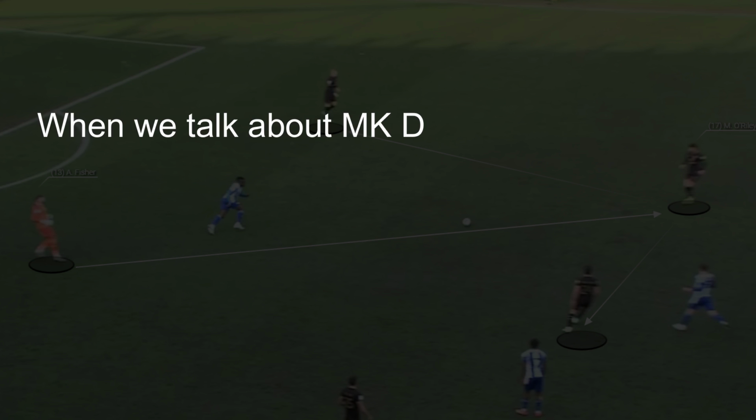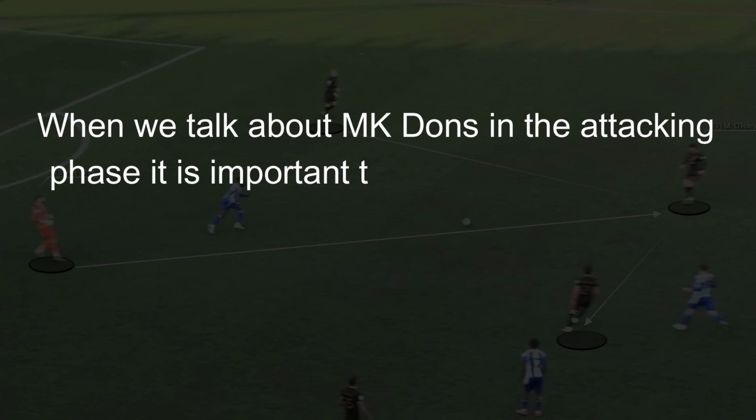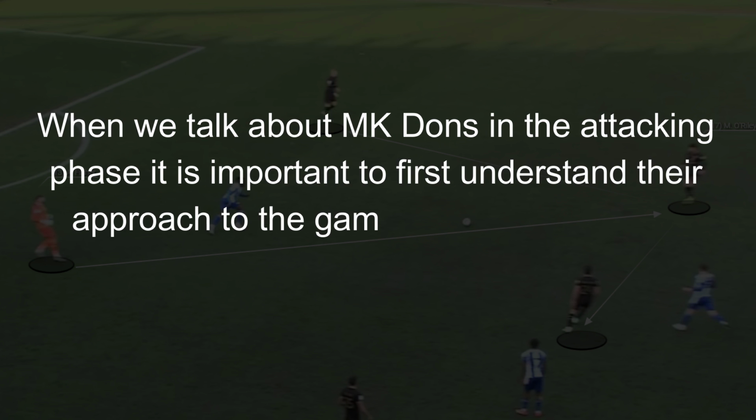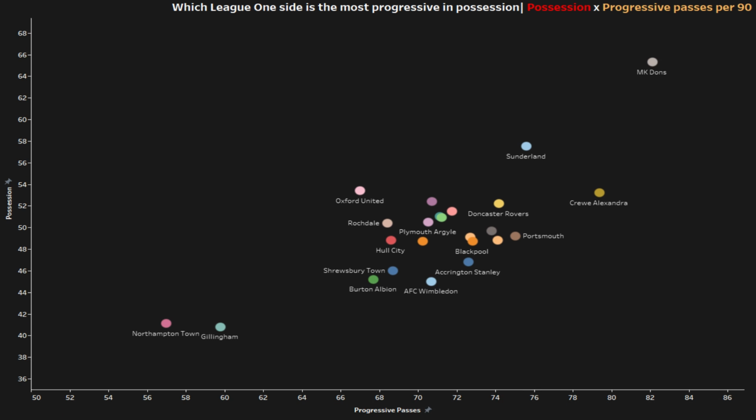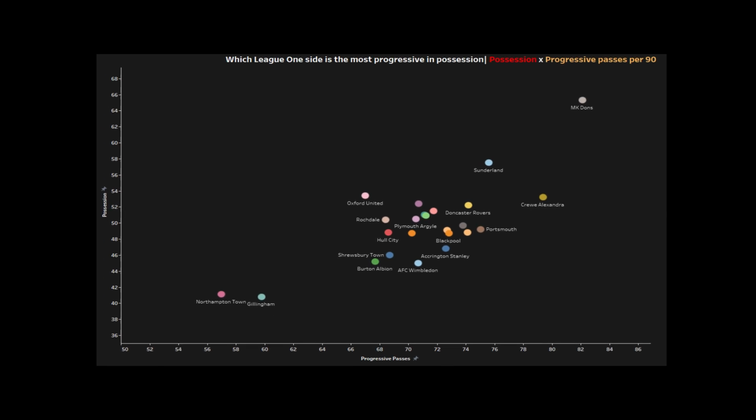When we talk about MK Dons in the attacking phase, it is important to first understand the approach to the game from a possession point of view. We start by comparing all teams in League One and look at their average possession and how many progressive passes they are averaging per 90. As you can see from the scatter graph, there is truly no comparison as MK Dons are averaging, at the time of writing, 65.3% of possession and 82.12 progressive passes per 90.